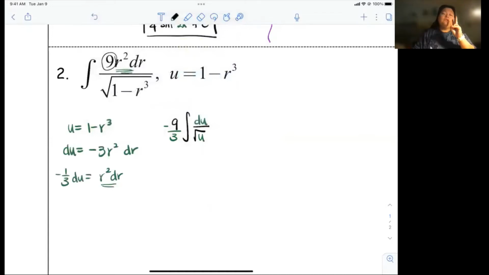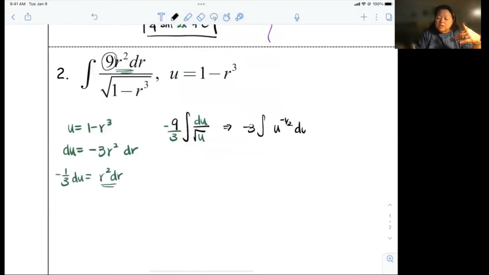I'm going to do two things before I start my antiderivative. I'm going to clean up the 9 and the 3, and I'm going to rewrite this as a power so I can take the antiderivative. So negative 3 integral u to the negative 1/2 du, right? Okay, now I can take the antiderivative. I get negative 3 u to the negative 1/2. Add 1 to your exponent, so it becomes positive 1/2. Divide by 1/2, so multiply by the reciprocal, so multiply by 2, plus c.